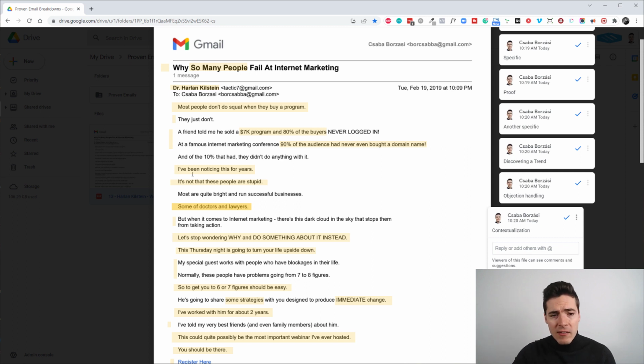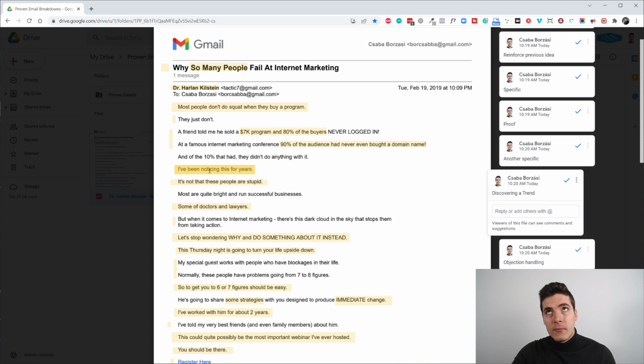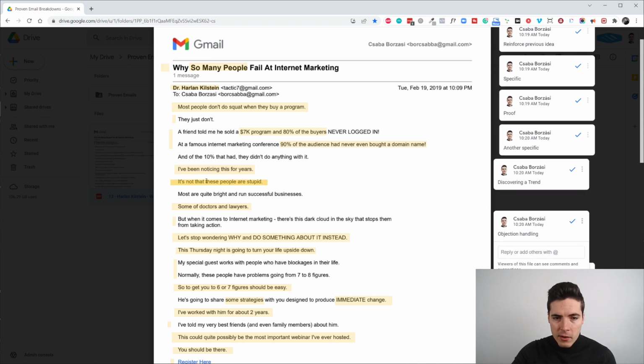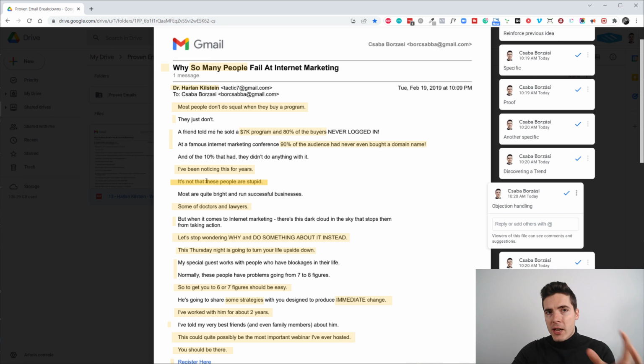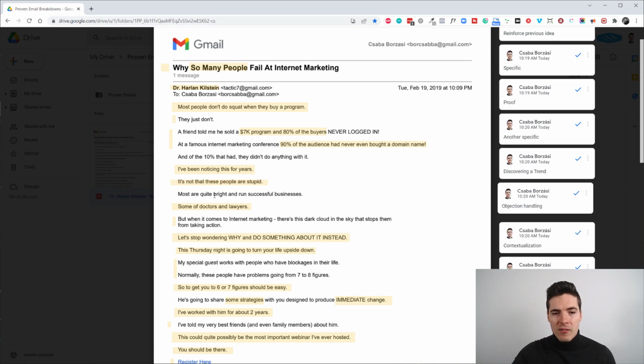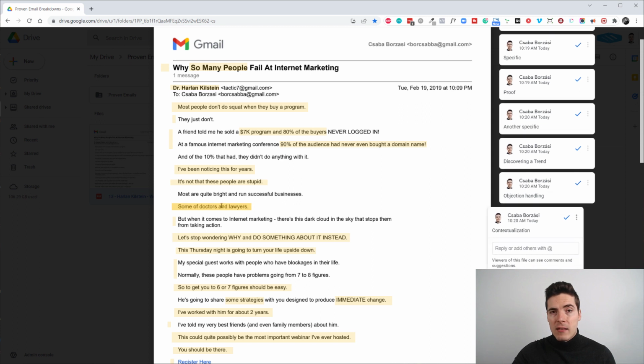But safe to say, this part shows that Harlan discovered the trend. Then he has a slight objection handling element, which says it's not that these people are stupid. It's not your fault, basically. This is the it's-not-your-fault part. Like, it's not your fault, you've just been misled, or you have some baggage that you got from your parents, and then nobody showed you how to deal with this baggage, and stuff like that.